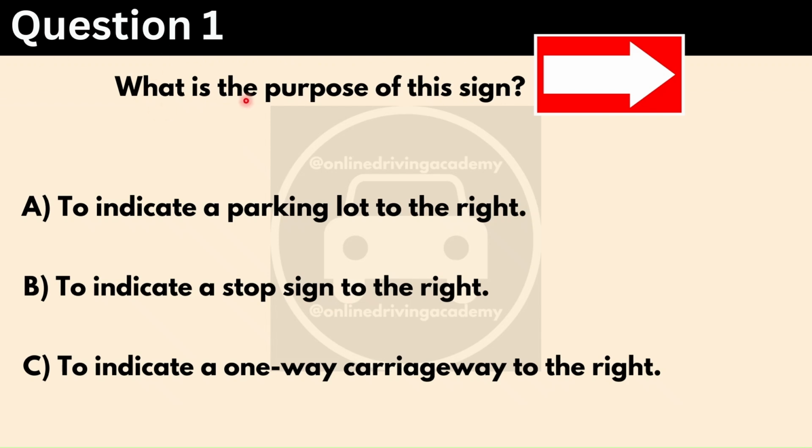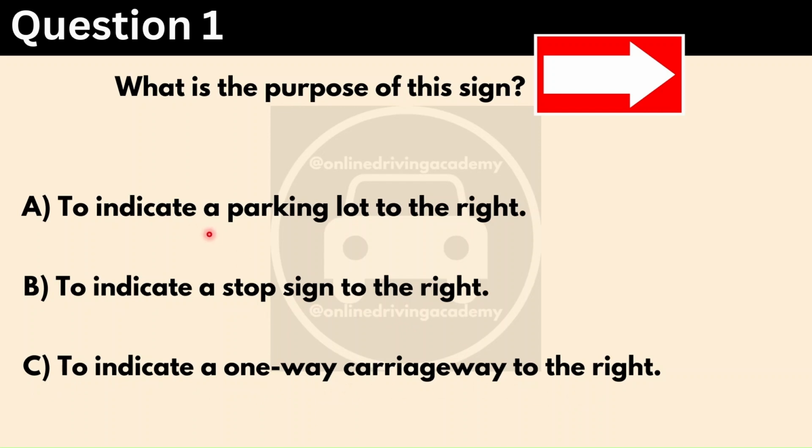Question 1. What is the purpose of this sign? We can see this is a rectangular sign. There's a white border, a red background, and there's a white arrow pointing towards the right hand side. So is it option A, the purpose of the sign is to indicate a parking lot to the right? Is it option B, to indicate a stop sign to the right? Or is it option C, to indicate a one-way carriageway to the right?